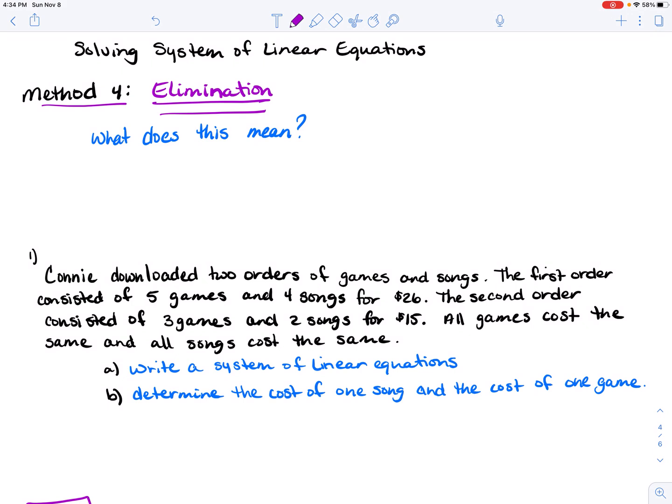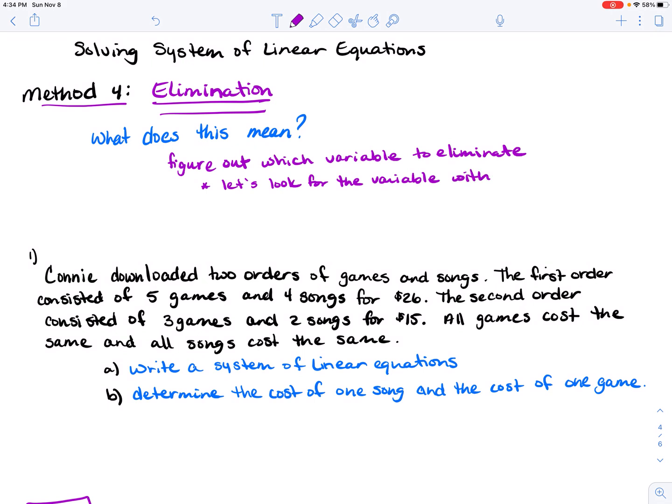What does this mean? This means that we are going to figure out which variable to eliminate, so we're only left with one variable in the equation, and then we can solve for that variable. So how are we going to do that? We're going to look for the variable that we can find the lowest common multiple of, and then be able to eliminate it. So the trick is, let us look for the variable with the lowest common multiple. Let's look at an example, and we'll work through this so you can see.